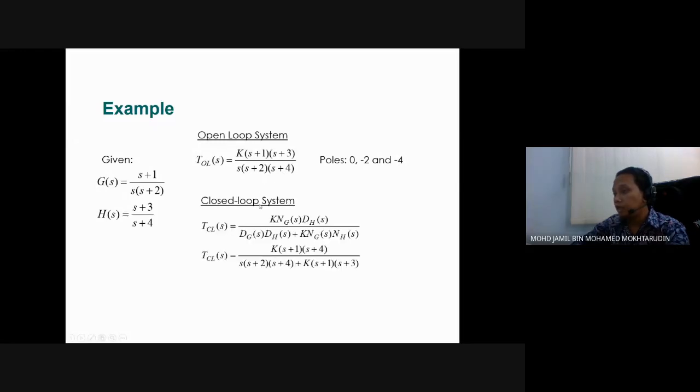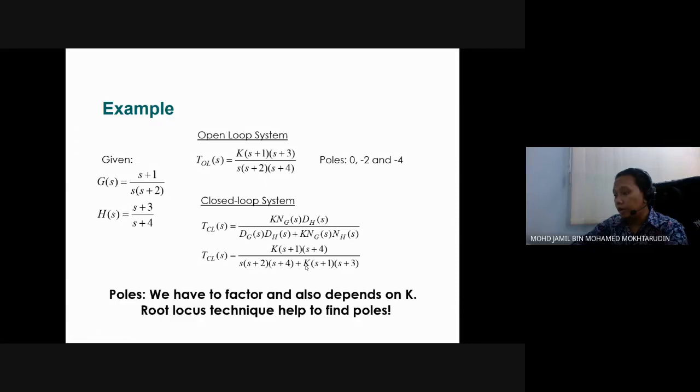But for closed loop, the formula will become slightly difficult because you have K in the denominator. So to find the poles, you have to factor and you have to know that it also depends on K. So here the poles are probably 0, minus 2, minus 4, and maybe minus 1 times K, minus 3 times K. So you don't know what are the values of poles for this closed loop transfer function.